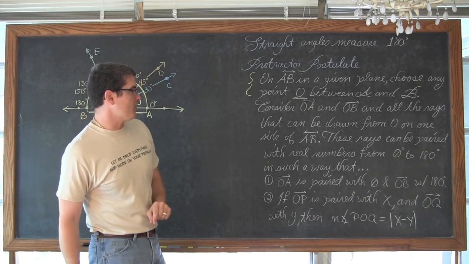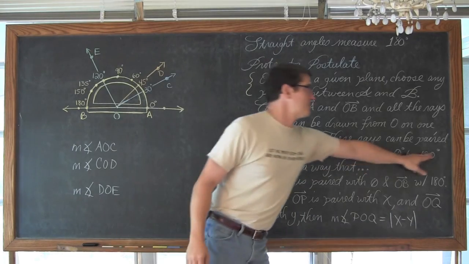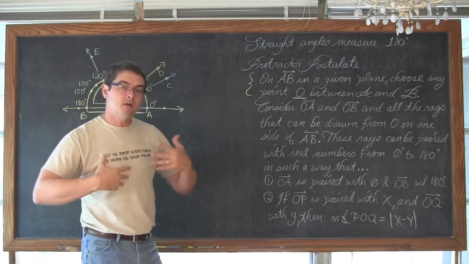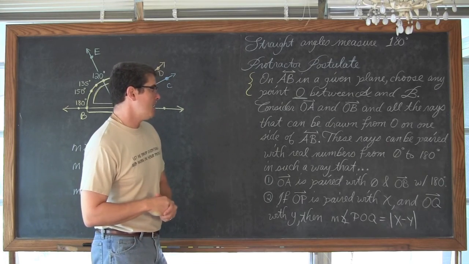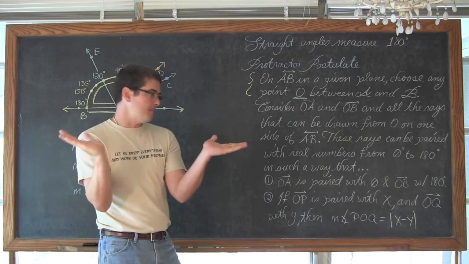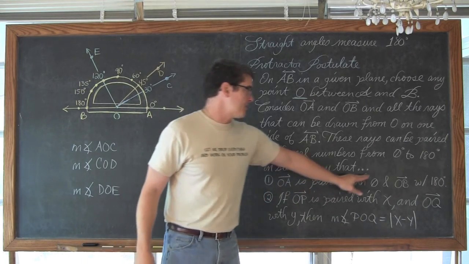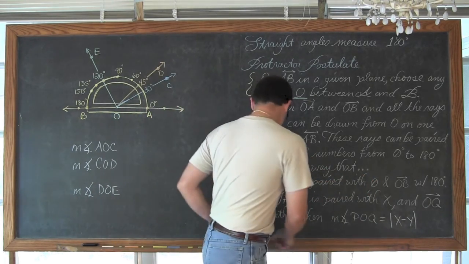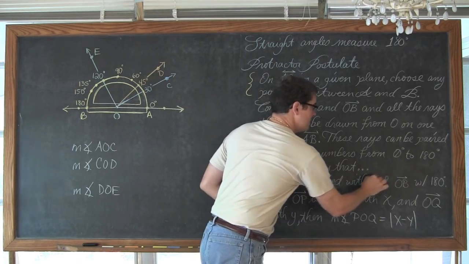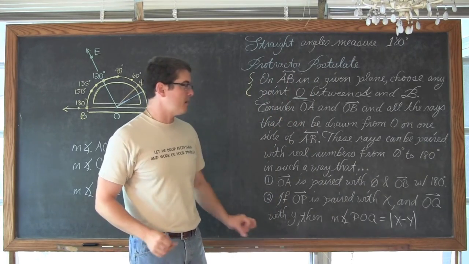These rays can be paired up with real numbers from 0 degrees to 180. So the protractor postulate: a protractor allows you to measure the number of degrees that an angle opens up, in such a way that OA is paired with 0 degrees and OB is paired up with 180 degrees.